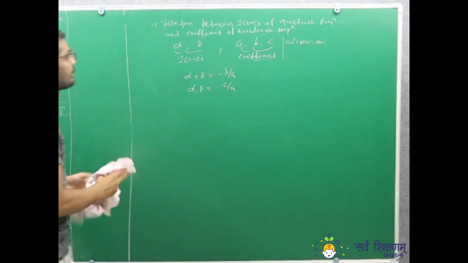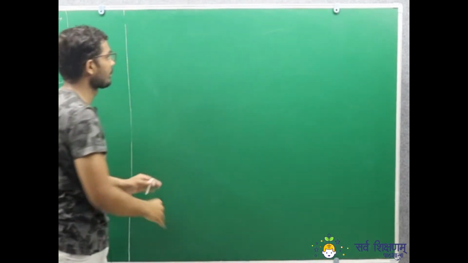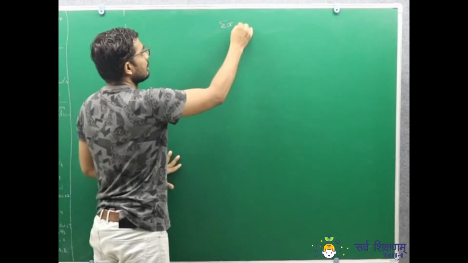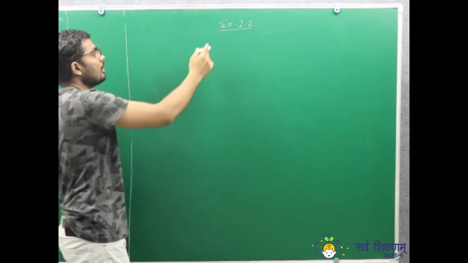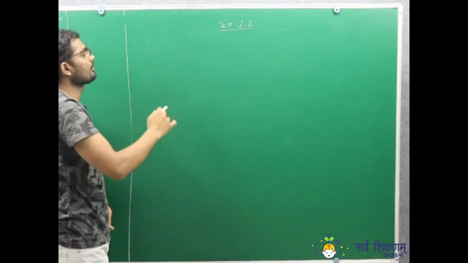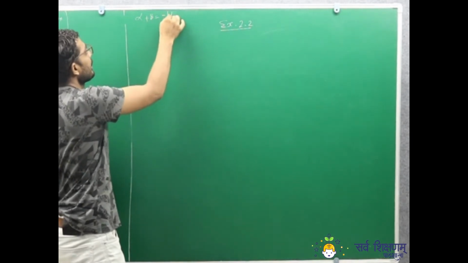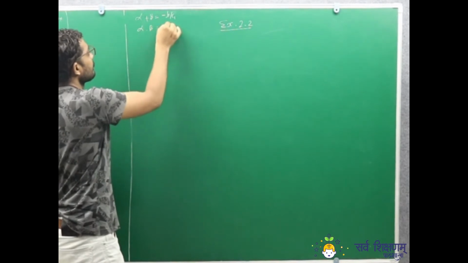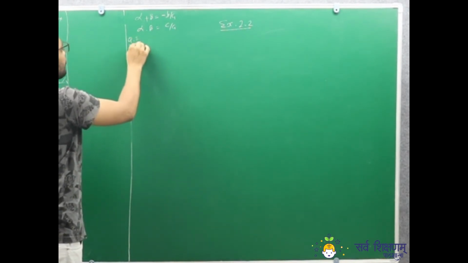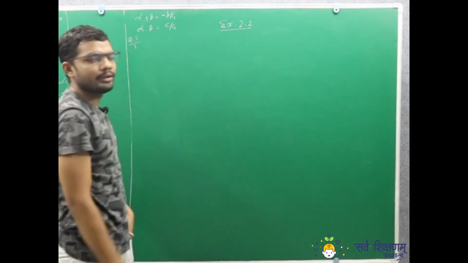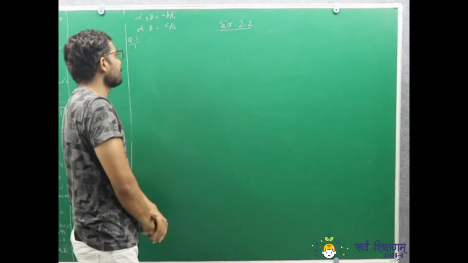Now we start exercise 2.2. Remember, here we use only the relation between zeros and coefficients of a quadratic polynomial: alpha plus beta is equal to minus b by a, and alpha into beta is equal to c by a. Let's see question number 1. Question number 1 is: find the zeros of the given polynomial and verify the relation between zeros of the polynomial and coefficients of the quadratic polynomial.